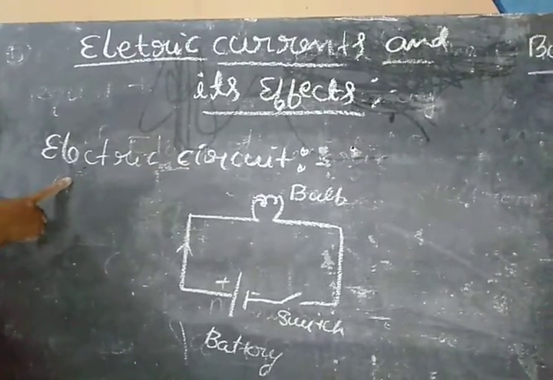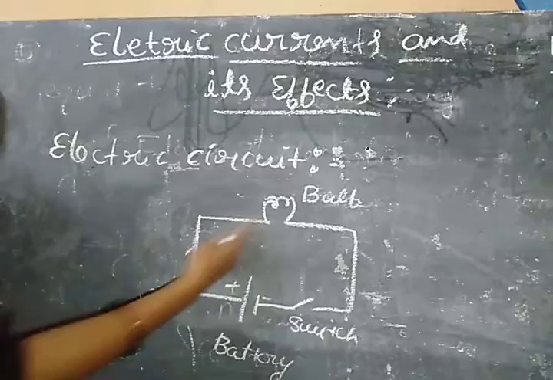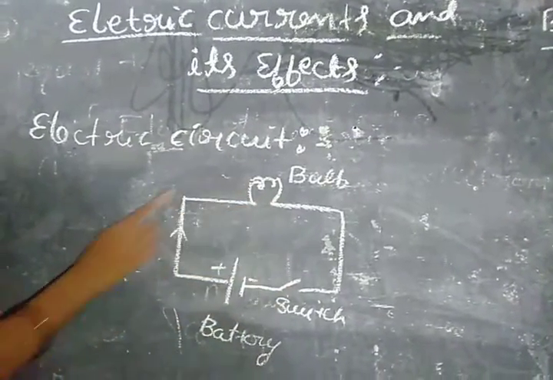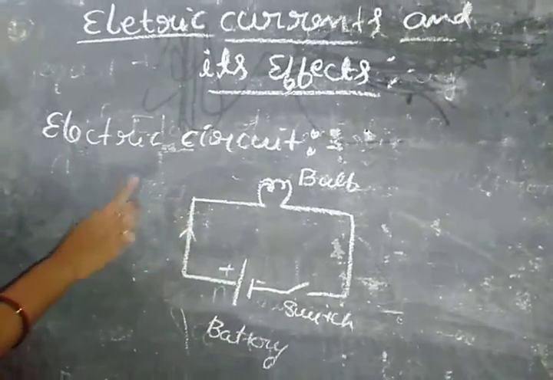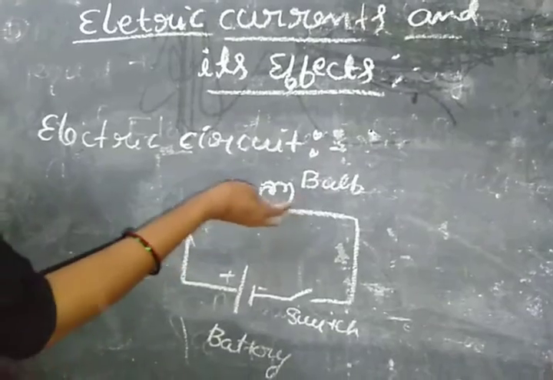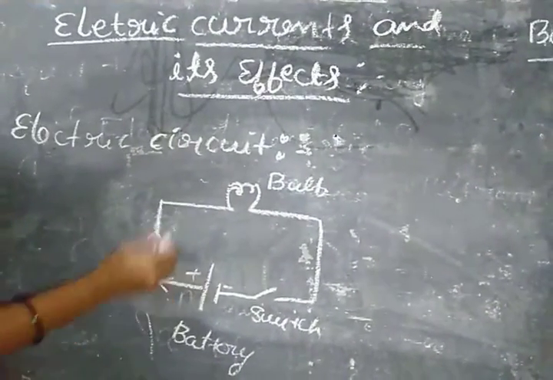The next one is electric circuit. So what is electric circuit? See this diagram. Here the battery is there, here switch, here bulb is there. So when you switch it on, the battery will provide the electrons. The electrons will flow through the circuit and the bulb will glow. See here, the electrons will flow in this path.